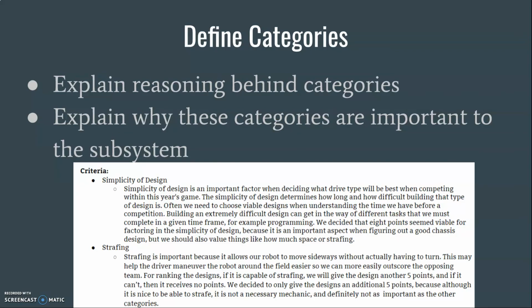Underneath the decision matrix, you will want to include paragraph explanations for exactly why you chose the categories that you did. Explain why you ranked the categories the way you did with their weighted points, and why each category is important for this subsystem.